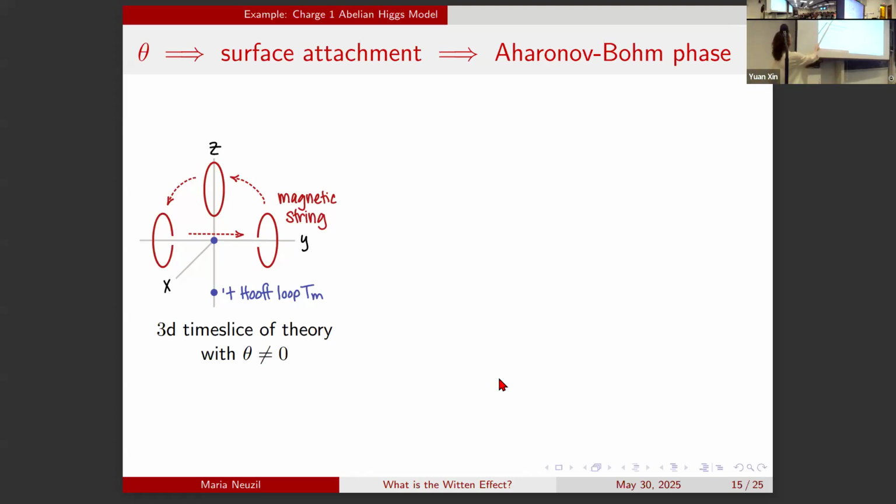So the fixed probe in this case is going to be a 't Hooft loop, and I'm just drawing a 3D time slice. So the 't Hooft loop is going to be extending in the time direction. I'm just getting these 2 points where it intersects the XY space. And then what we're going to do is look at the path of a magnetic string excitation that links with this 't Hooft loop in 4 dimensions. So this is going to trace out a 2-dimensional torus, basically, as I've drawn it here. So I start with the theory with theta turned on. This magnetic string follows this path.